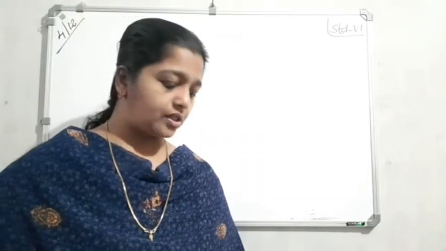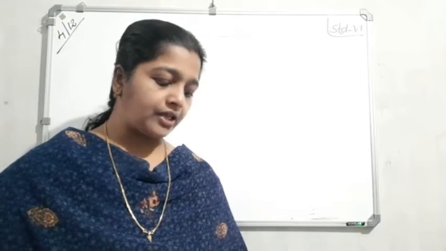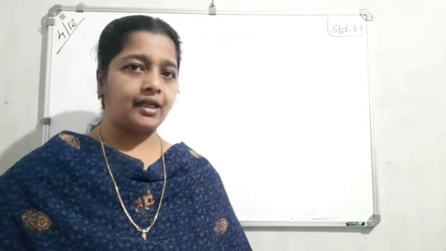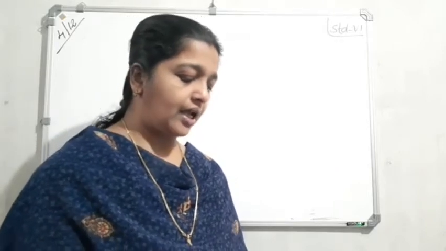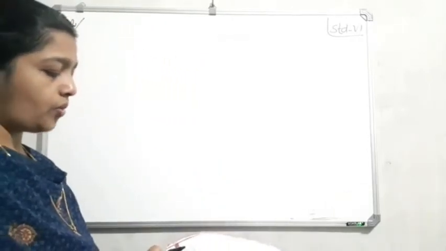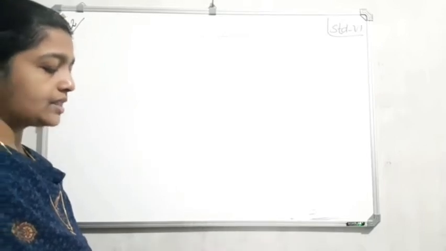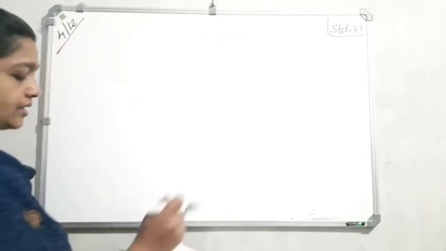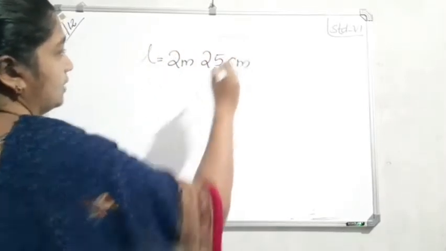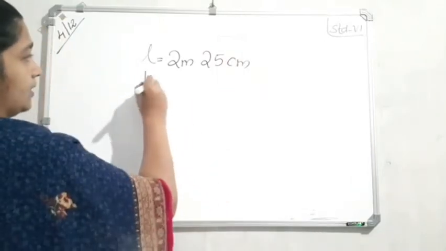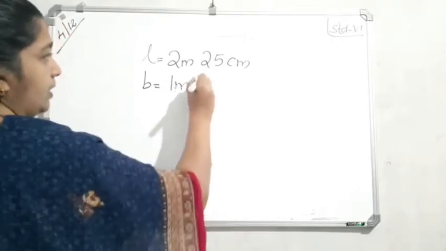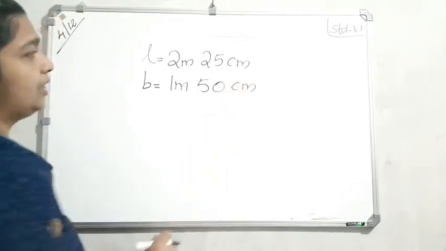All of you write question number 3. A tabletop measures 2 meter 25 centimeter by 1 meter 50 centimeter. What is the perimeter of the tabletop? Here given, length equals 2 meter 25 centimeter and breadth equals 1 meter 50 centimeter.